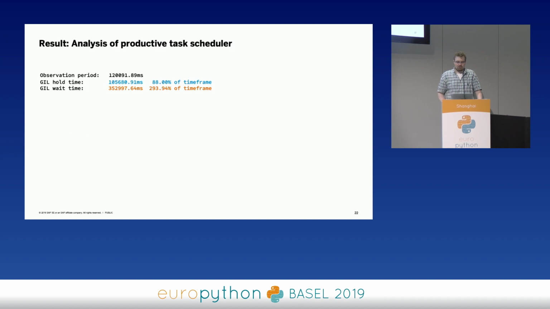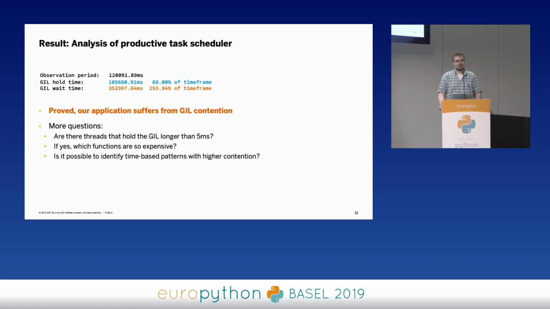Nevertheless, I measured some nice results. Over 2 seconds of observation of our process, I found out that we actually hold the GIL around 88% of the full runtime. Sorry, of the measured time frame. In the same time frame, there were so many threads waiting for the GIL that we had an overall wait time on the GIL of nearly 300%, which proves that our application really suffers from GIL contention. It's not great, but it revealed even more questions.